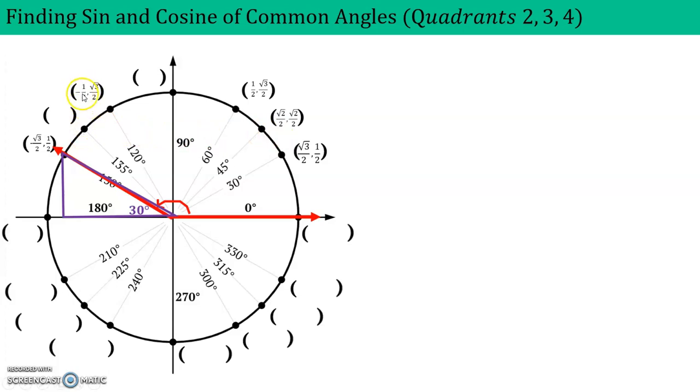This one would be negative 1/2, comma root 3 over 2. And this one would be negative root 2 over 2, comma negative root 2 over 2. Again, this should make sense. The x-coordinates have been made negative because this point is a reflection of this point. And then this one should make sense. This is 0, comma 1, since the radius of our unit circle is 1. It's pretty easy to fill in the rest of the unit circle if you just consider reflections.